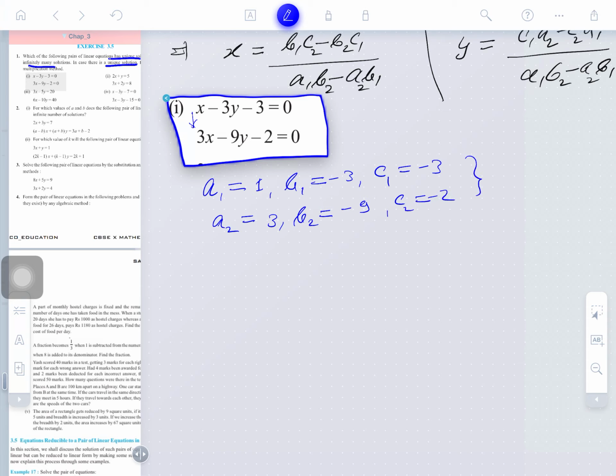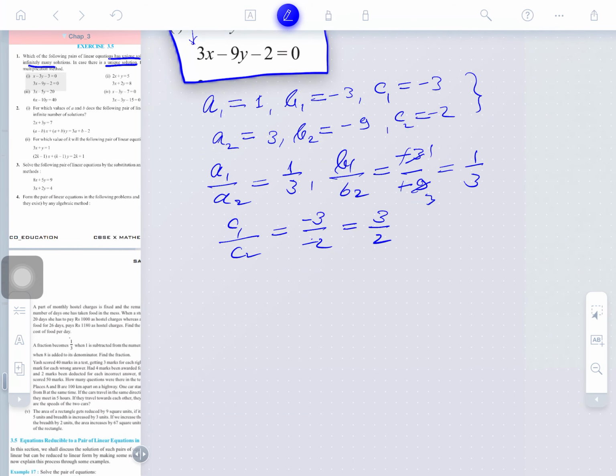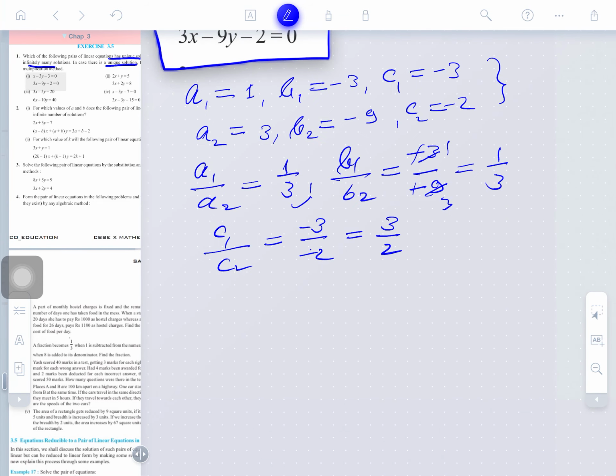Is that clear? We have to check whether the solutions are unique or infinite. So a1 by a2 is to be found out: it's 1 by 3. And b1 by b2 is minus 3 by minus 9. Minus minus cancels; 3 ones are 3 and 3 threes are 9, so it is 1 by 3. The third ratio, c1 by c2, is minus 3 by minus 2, so it shall be 3 by 2 only. The first two ratios are equal.